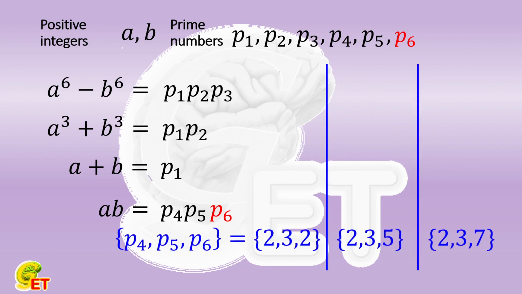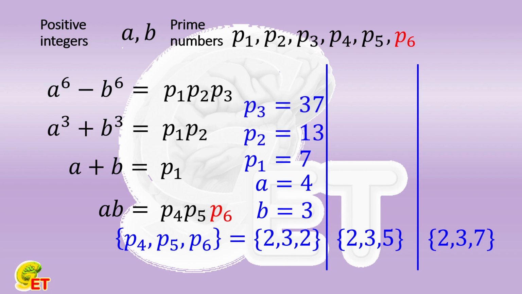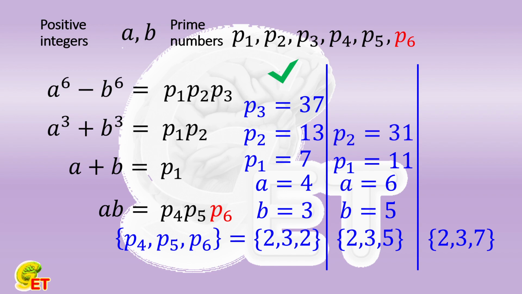In the first case, a and b are equal to 4 and 3 respectively, p1 is equal to 7, p2 is equal to 13, and p3 is equal to 37. Everything is fine. In the second case, a and b are equal to 6 and 5 respectively, p1 is equal to 11, p2 is equal to 31, p3 is equal to 91. 91 is a composite number, so this case doesn't work.